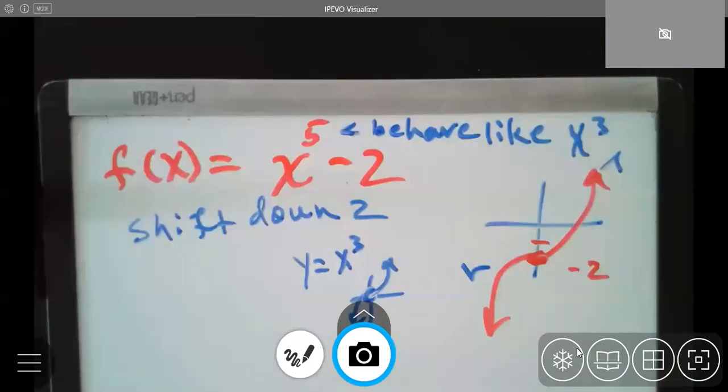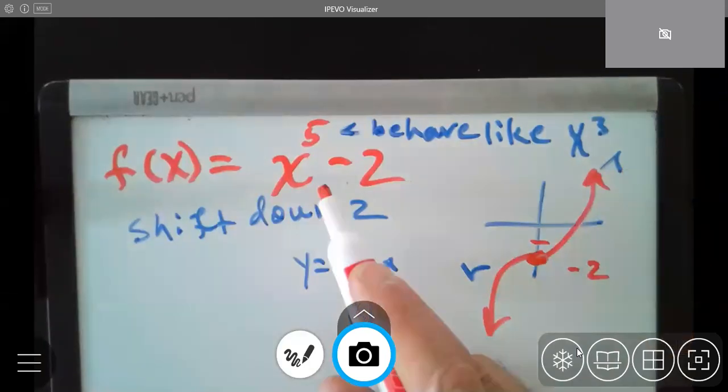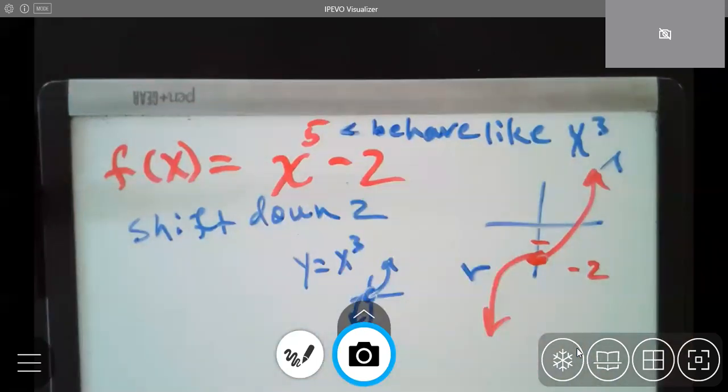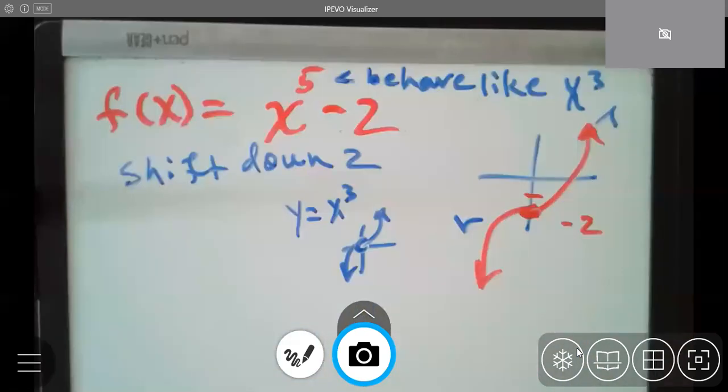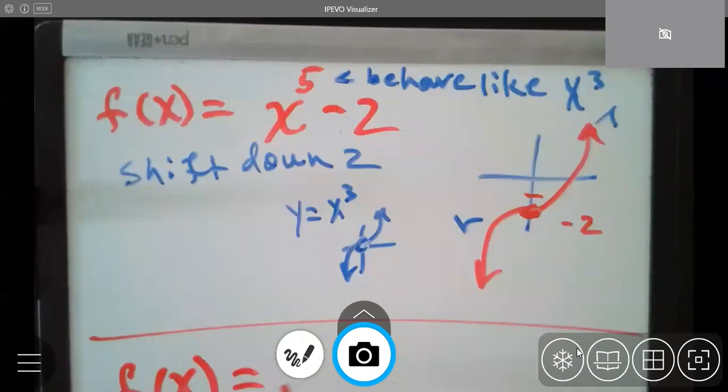So we use the end behavior to start off to tell us which way it's going to end up. And then we use the transformation to tell us which way it's going to shift. All right, questions there. All right, let's look at another one. This is the next slide. We have f of x equals 2 parentheses x plus 1 to the 6th, okay?